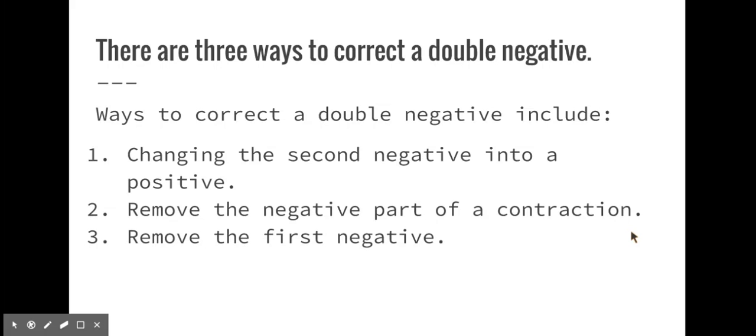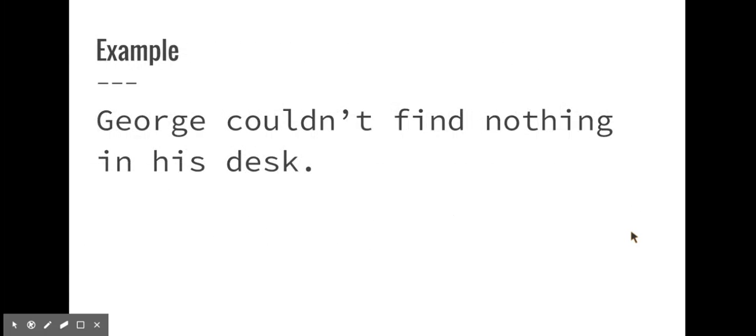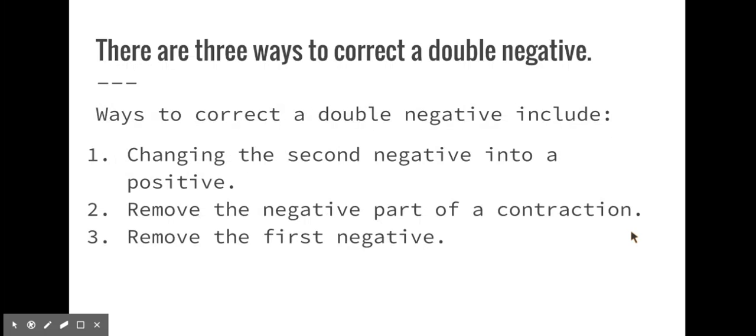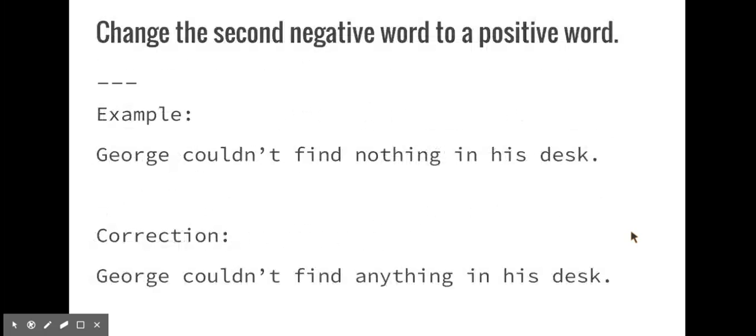Remove the first negative. So in that example sentence, let's look at it again, we would take out the couldn't, and we would change it to George finds nothing in his desk. All right, so the second negative word changed to a positive is the first way we talked about. So we would say George couldn't find anything in his desk instead of nothing. We made nothing into anything.